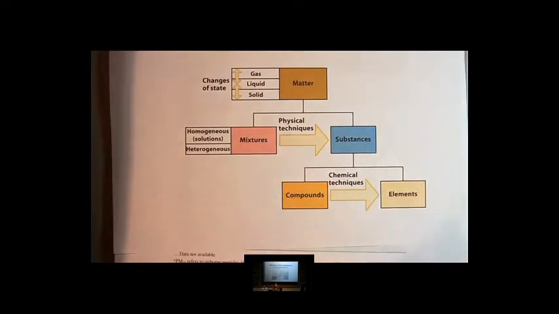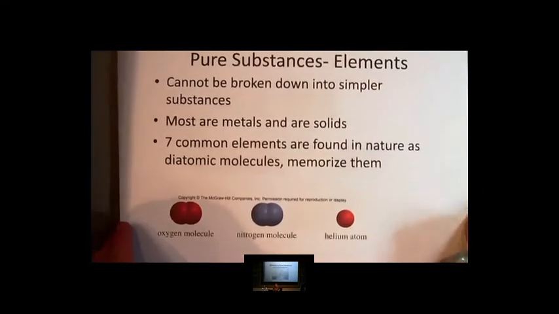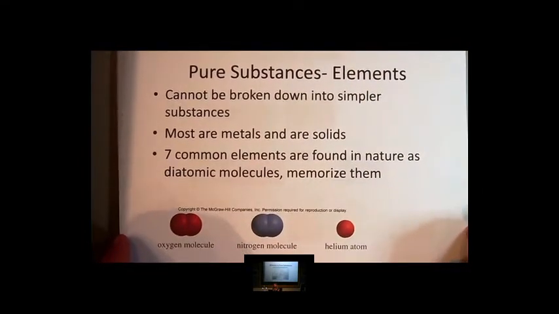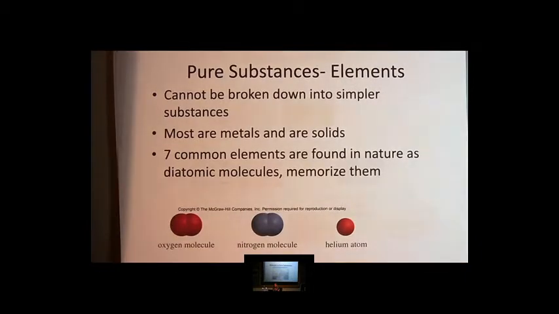First of all, the pure substances box was separated into something called compounds and something called elements. So the definition of an element is a substance that cannot be broken down into simpler substances. Fundamentally it's all the same type of atom that makes up an element, and chemically you cannot break it down into a simpler substance. As it turns out, most elements that exist in nature are metals, and most elements are found as solids.